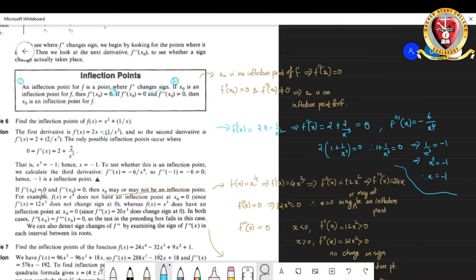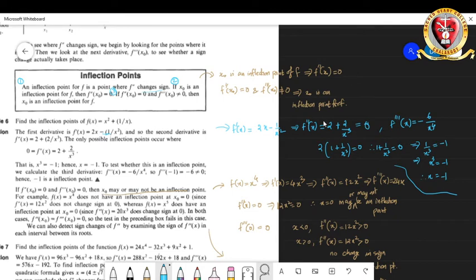That is what is written in this paragraph. If f double dash of x naught is equal to 0 and f triple dash of x naught is equal to 0, then x naught may or may not be an inflection point, because this is not an if and only if condition, right? This is only a one-way condition. If both of them happen, x naught is an inflection point. And if both of them don't happen, it doesn't mean that x naught is not an inflection point.